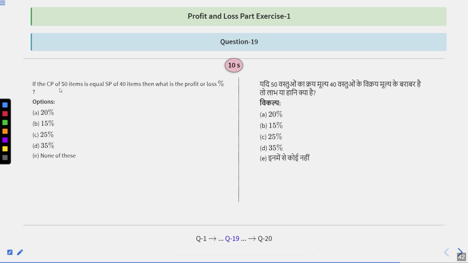Next one. If the CP of 50 items is equal to the SP of 40 items, then what is the profit or loss percent? You have 5 options and 10 seconds to solve this question. Your time starts now.